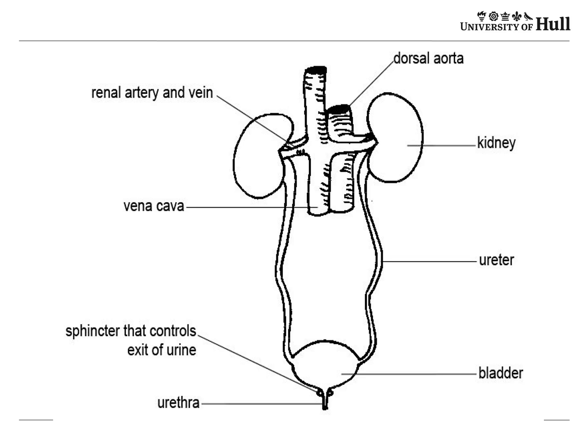And here's just another monochrome diagram showing all the main structures, the major blood vessels, the kidneys, the ureters, the bladder and the urethra. And it also shows the sphincter on this diagram that controls exit of urine from the urethra. We'll come back to that later.